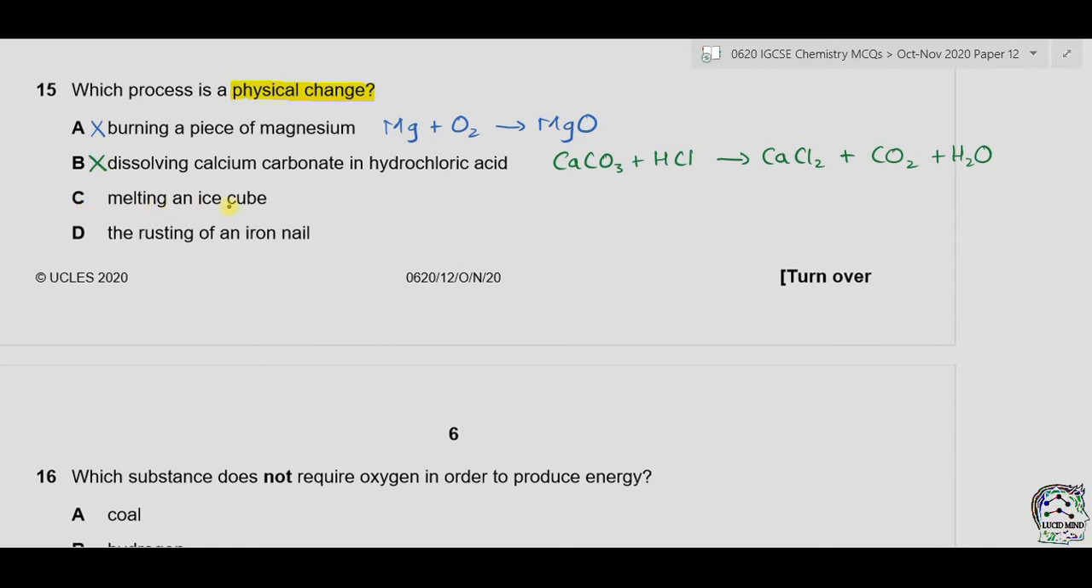C is melting an ice cube. Now this is just a state change from solid to liquid, so it is a physical change, so C could be correct. D is the rusting of iron nail. Now iron in the presence of oxygen and water converts into hydrated iron oxide. The formula is Fe2O3.2H2O. This is also a chemical change, so D is incorrect. Correct option is therefore C.